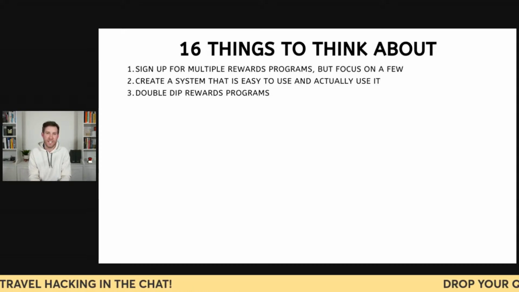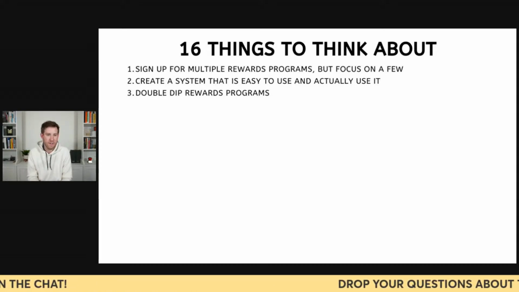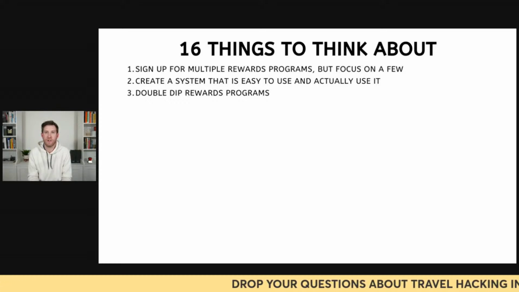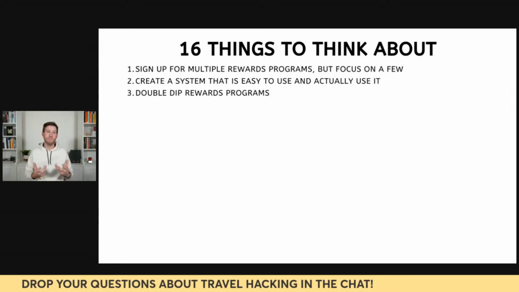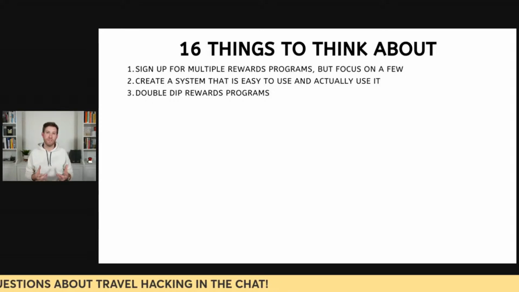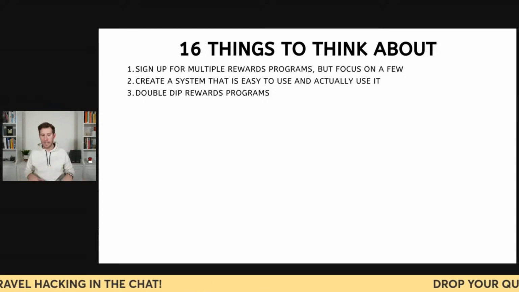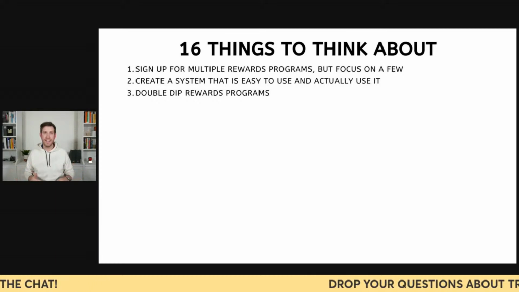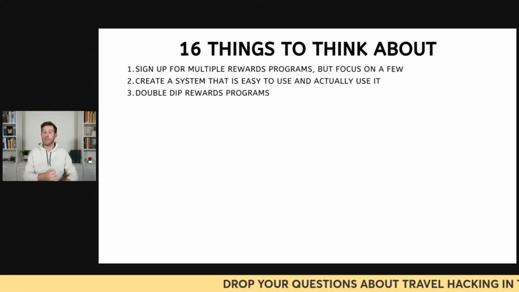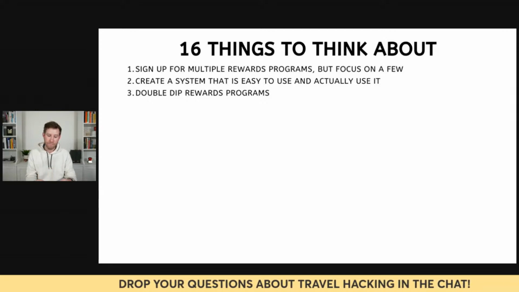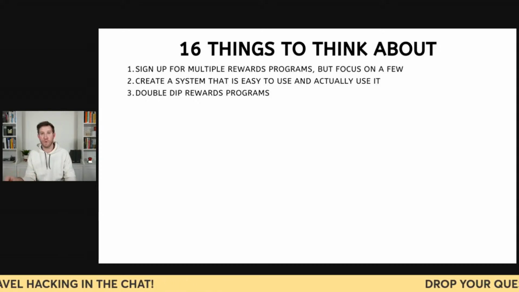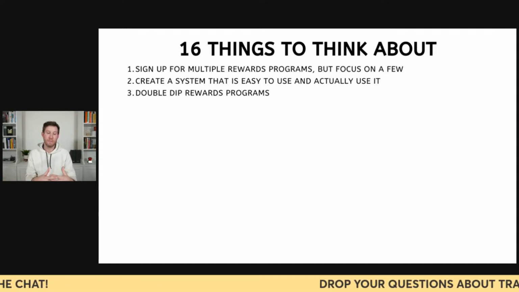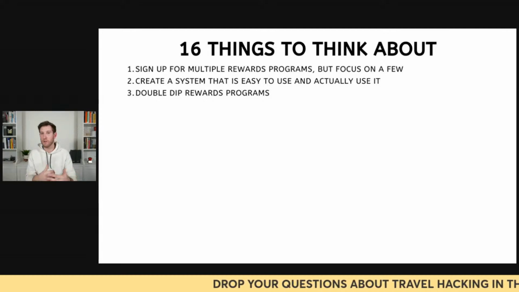Number 3, double dip rewards programs. And this is a term that I've coined when it comes to loyalty programs, reward programs. And by double dipping, I mean combining multiple loyalty programs and earning from each. So one of the ways that I do this is we can talk about booking hotels. Yes, when I book a hotel, I am booking it with my Marriott credit card. I'm also earning Marriott Bonvoy points as a result of doing that, but I can also earn American Express points when I do that.